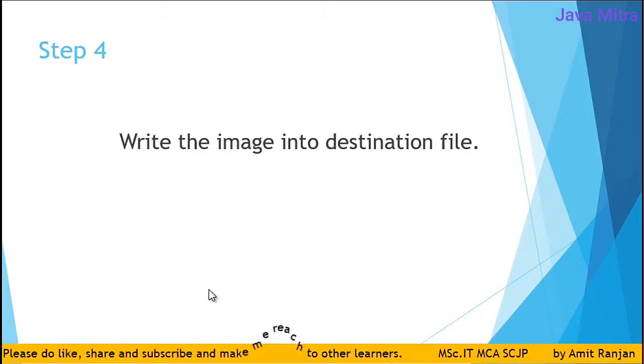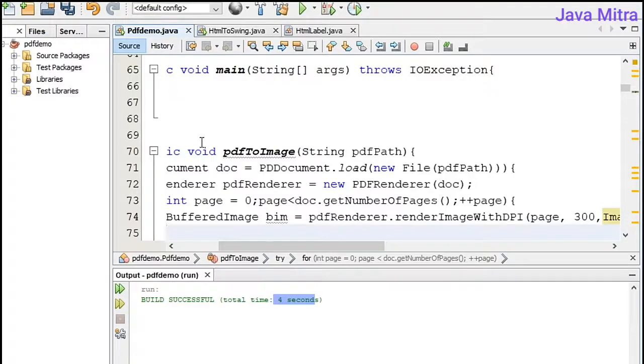Now I need to write the image into the destination file. For the destination file we will keep some strategy for the file name, and now I need to use the ImageIOUtil class to write this image into a certain file. For this I need to make a strategy for the file name.